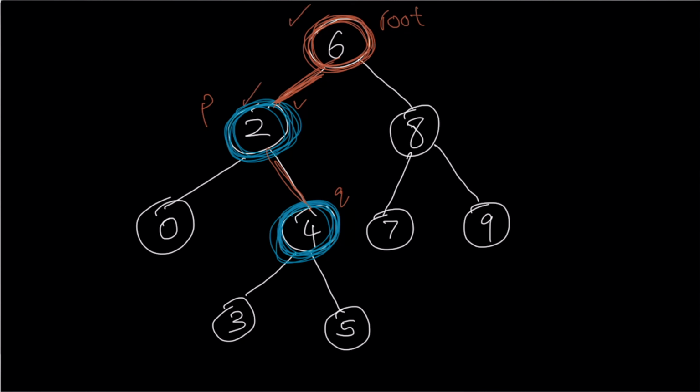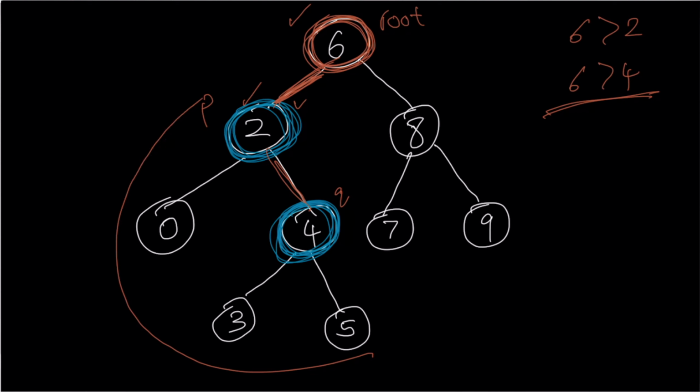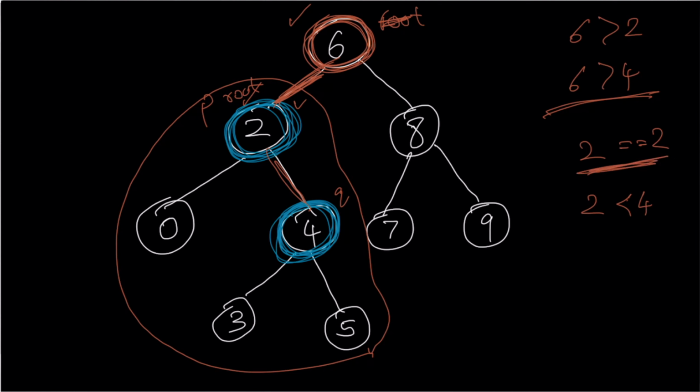So let's see how we tackle this. We start with root. We notice that 6 is greater than 2 and 6 is greater than 4. So this basically means that the lowest common ancestor is somewhere in the left subtree, which is this. So we update our root and make 2 our new root. Now here if we do the same check, 2 is equal to 2 and 2 is less than 4. Just because the root is equal to the current p value, this indicates that 2 is our lowest common ancestor, and so 2 becomes our answer.